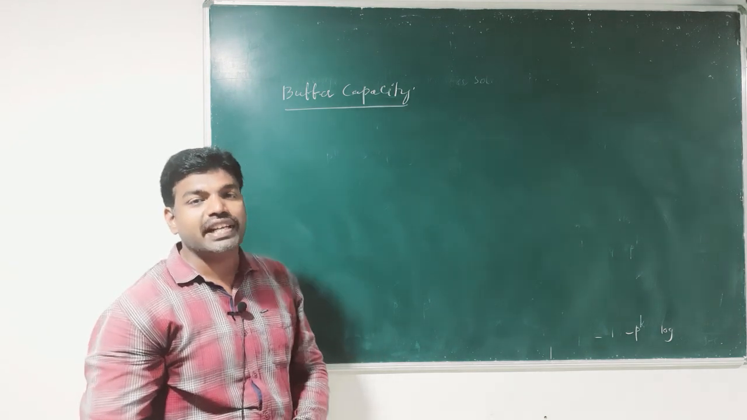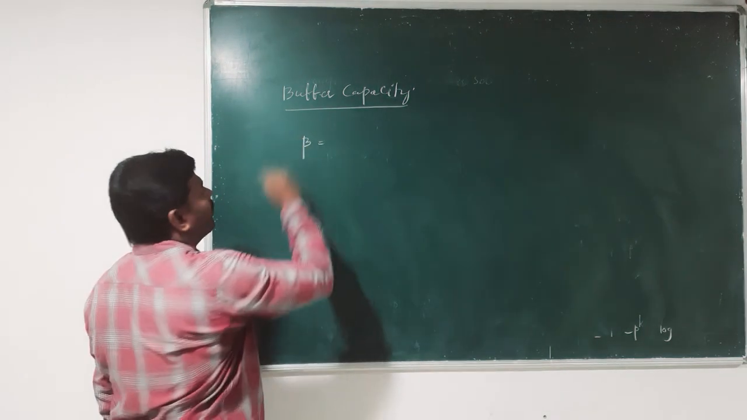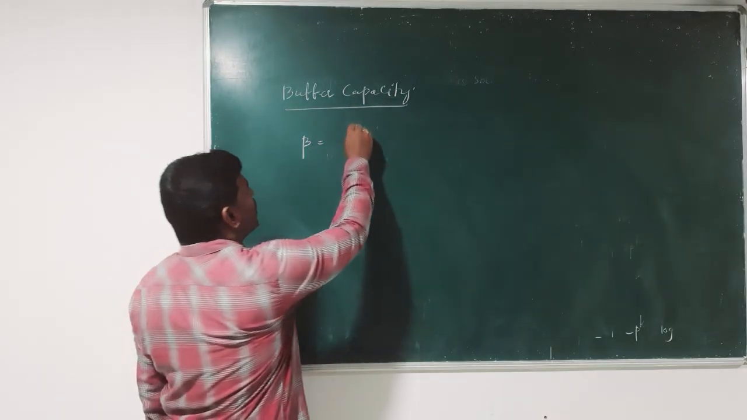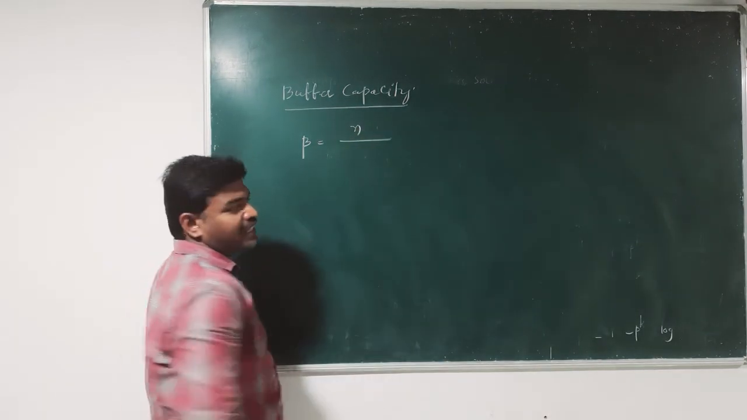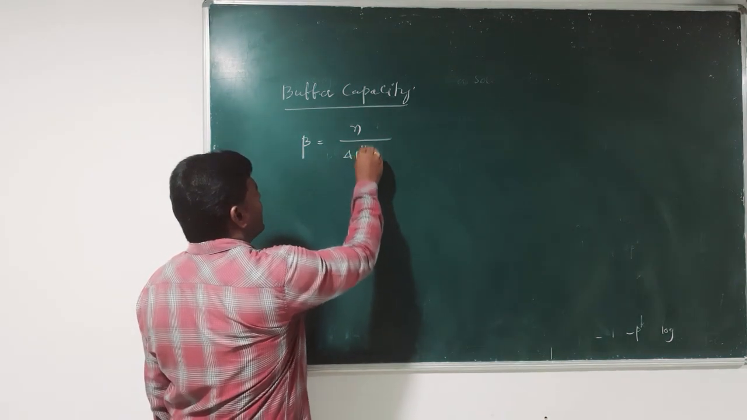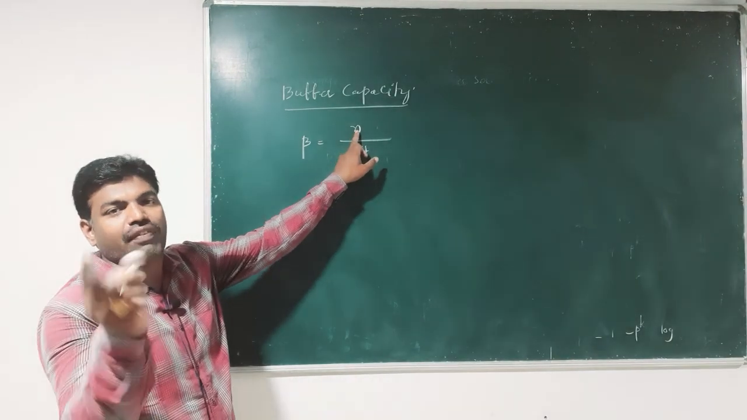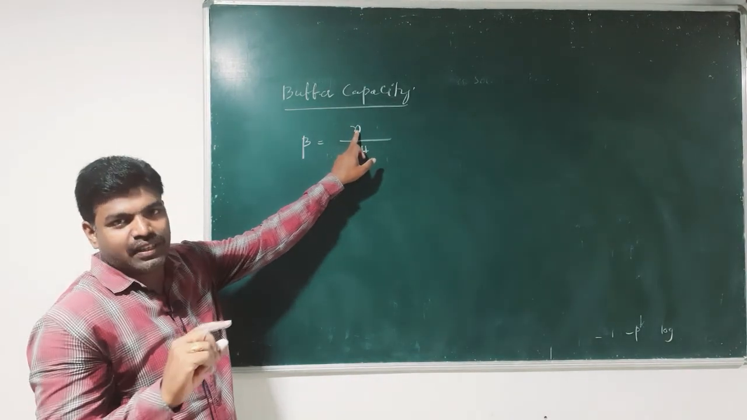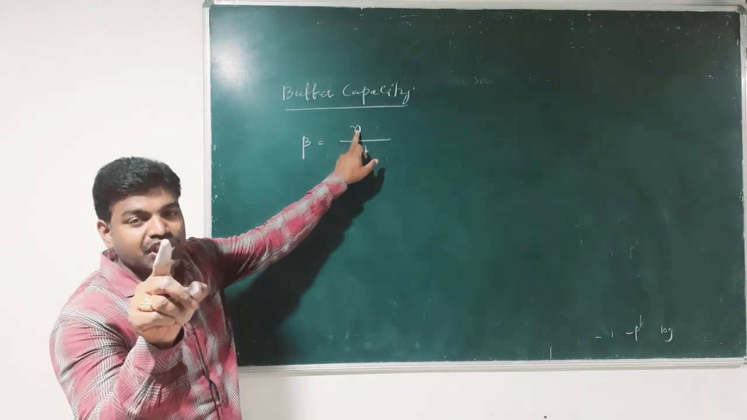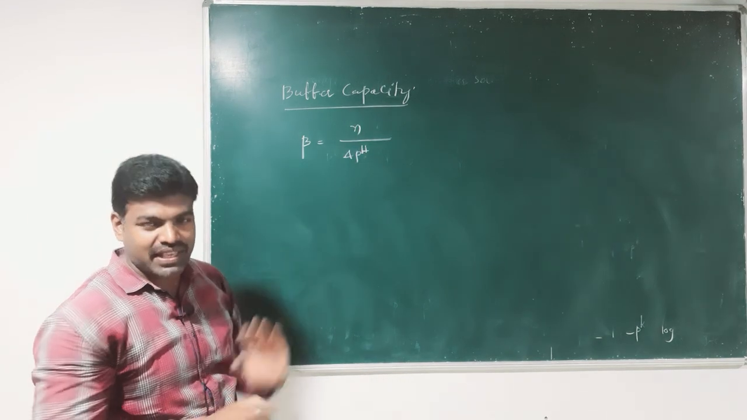Usually it is represented with a Greek letter, that is beta. Okay, what is the definition? Change in number of moles of acid by change in pH. Here the n is the number of moles of acid or base that causes a change in pH of 1 liter buffer solution by 1 unit, that is called buffer capacity.